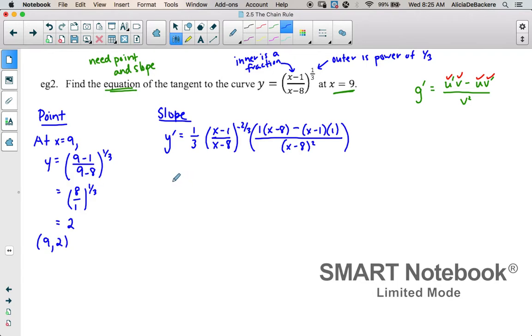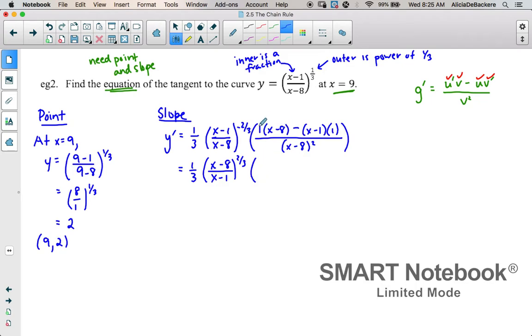All right, so I'm going to clean that up a little bit. I am looking for the slope at a particular x value. So at any point I can plug in x equals 9. I think it's going to make my life a little bit easier to do a tiny bit of simplifying first. One thing I'm going to do is, for a negative exponent on a fraction, that tells me to just flip the fraction over, and I can make the exponent positive.